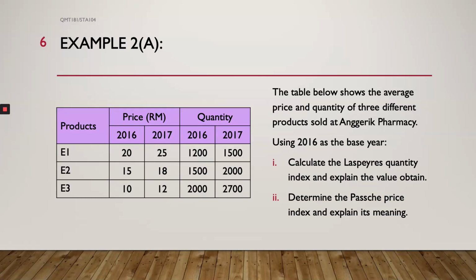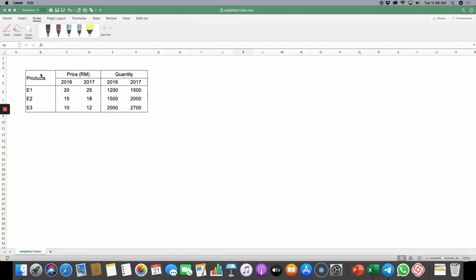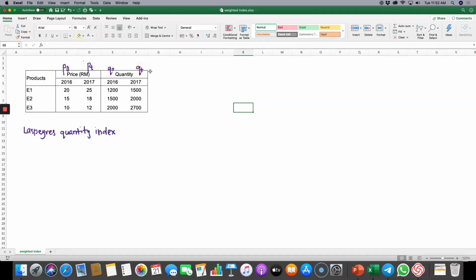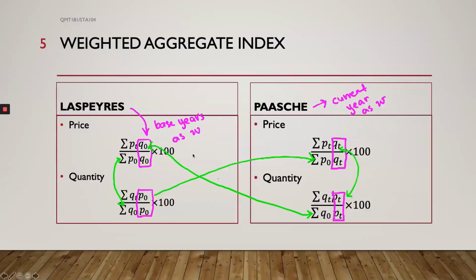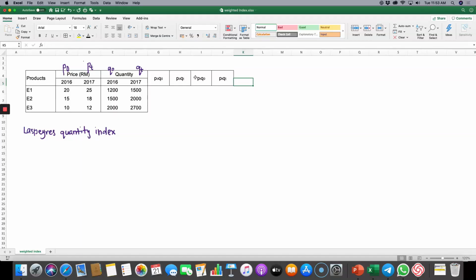So I will show you how you are going to obtain the Laspeyres and Paasche index. This is the information from the previous example. Here is price at the current year, price at the base year, quantity at the base year, quantity at the current year. So here you need to create 4 columns based on this green arrow. I have created these 4 columns.